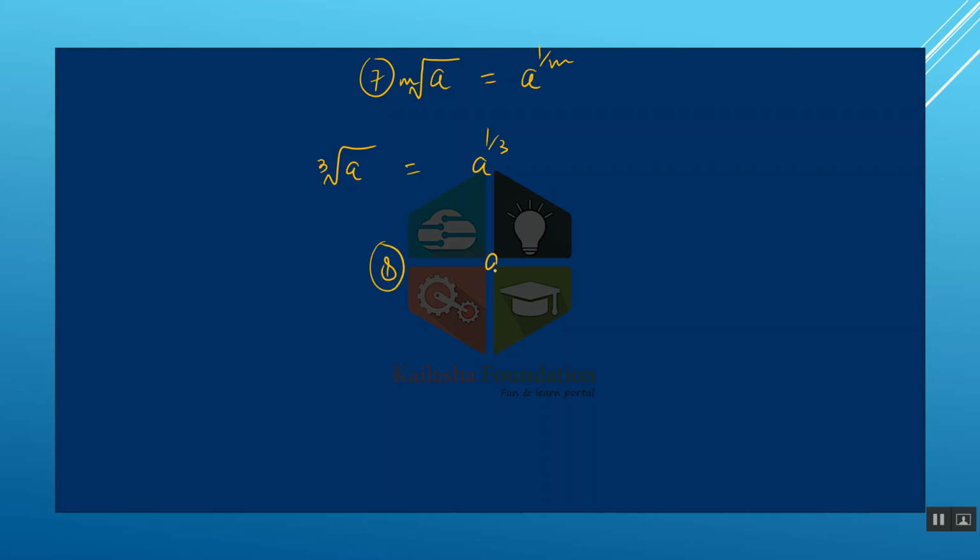Eighth one is a power p by q. This you have to keep in mind. A power p by q is basically a power p and qth root of this. Qth root of a power p, because it is in denominator, so it represents root. It is in numerator, it represents power.